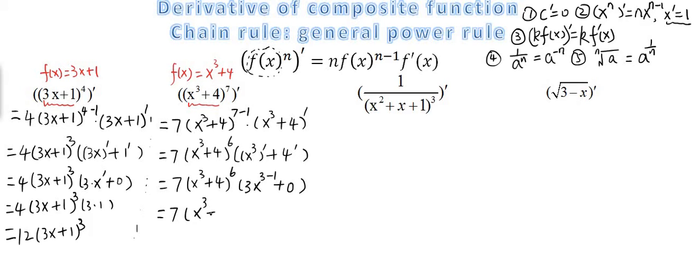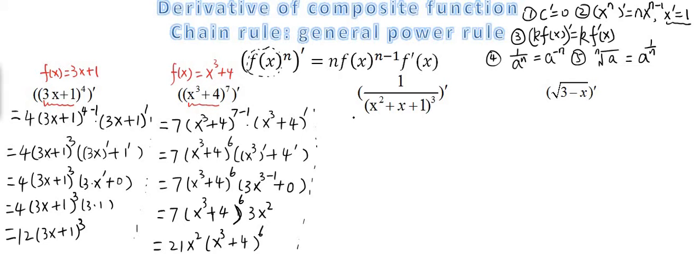Okay, and we can continue to simplify this guy. And 3x to the power 3 minus 1 should be 3x squared. So that means 7 times 3, 21x squared. And x cubed plus 4 to the power 6. Okay, we finish the second one.